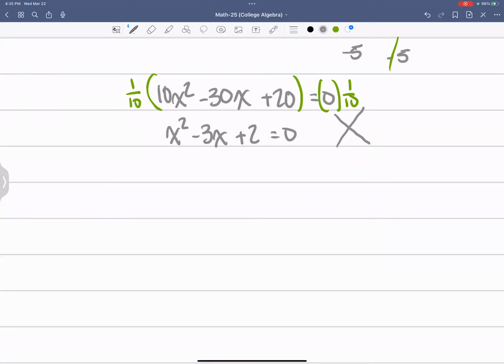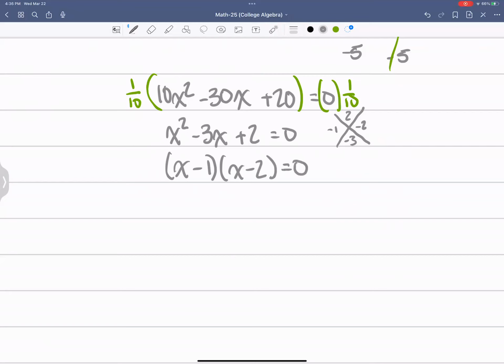So we need two numbers that multiply to a positive 2, but add to negative 3. Factors of 2 are just 1 and 2. But if we make both of them negative, it ends up working. So we have negative 1 times negative 2 gives us a positive 2. Negative 1 plus negative 2 gives us a negative 3. So it works out perfect. We have x minus 1 times x minus 2 equals 0.